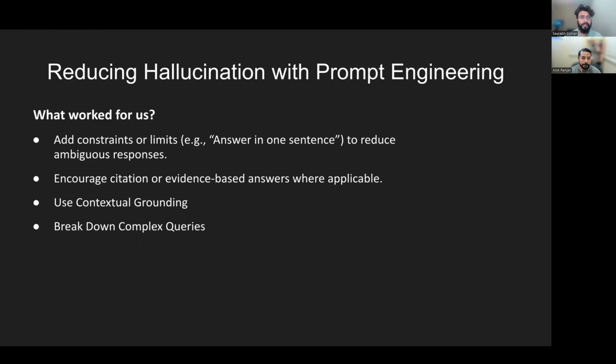So now, in this slide, we'll share some of the key strategies that we have implemented to reduce hallucinations and what has worked for us in enhancing the reliability of our AI tutor responses. The first, I would begin with, is adding constraints or limits. So what exactly does it entail?